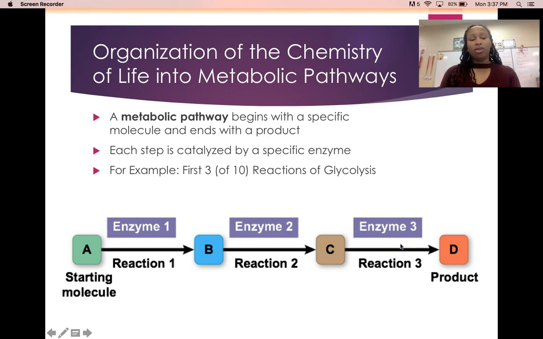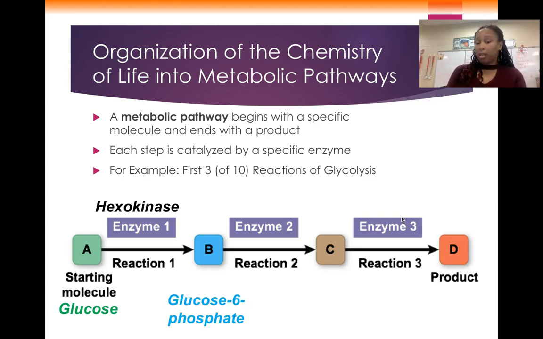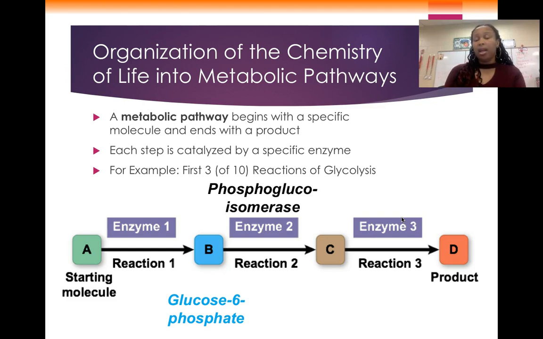So as I was saying, your starting molecule in this case is going to be glucose. So that's molecule A. Now, glucose is going to be catalyzed by hexokinase, and then that hexokinase is going to, at the expenditure of 1 ATP molecule, turn glucose into glucose 6-phosphate. Now, this is an intermediate. This intermediate is going to be catalyzed by phosphoglucoisomerase. And the phosphoglucoisomerase is going to catalyze the reaction of glucose 6-phosphate to fructose 6-phosphate.